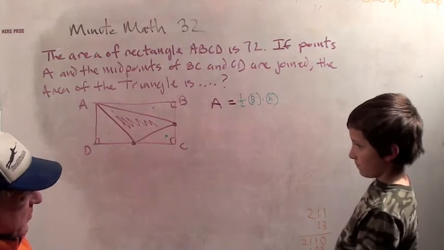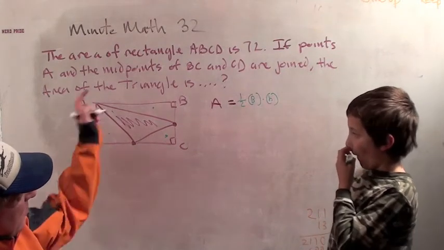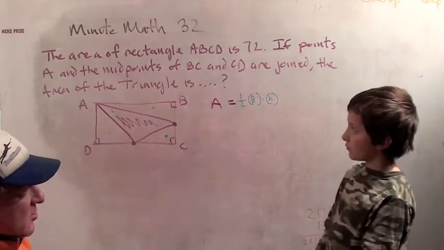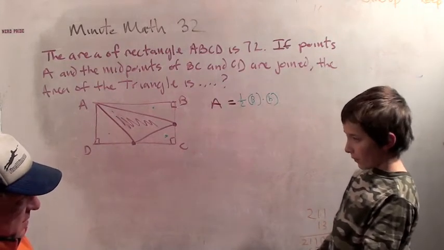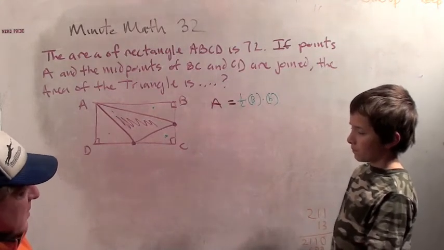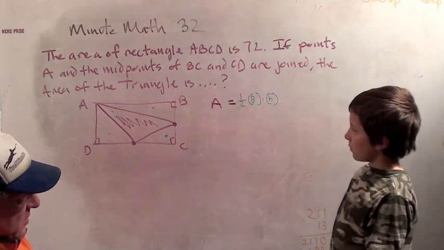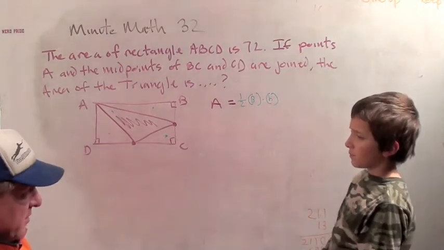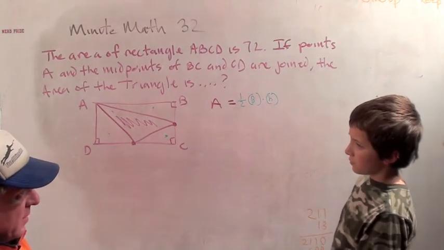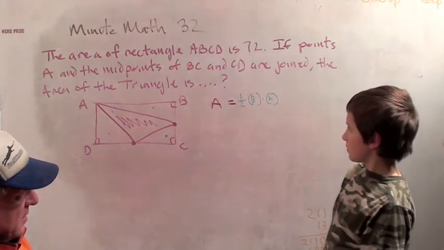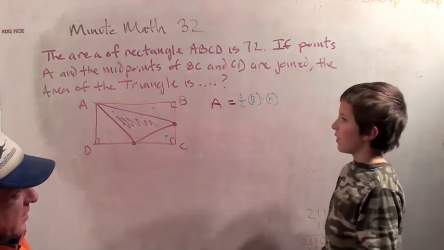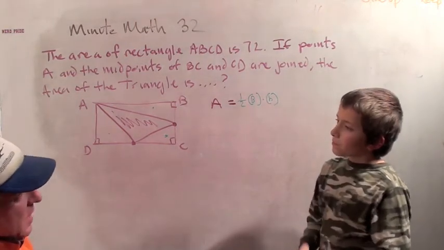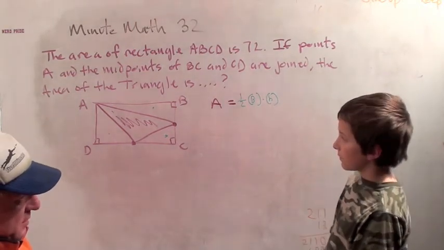So I'm going to show you two different ways to do this. All we know is the area of the rectangle is 72. Can you figure out the sides knowing that the area is 72? Well, there are possibilities for the sides, but do you know which possibility they are? No, you can't figure it out. So, nonetheless, how could you charge ahead?